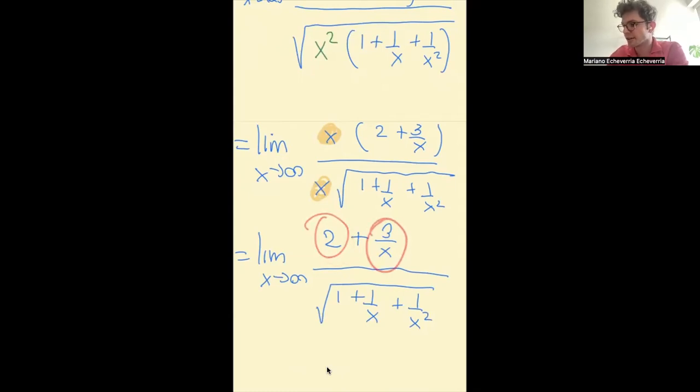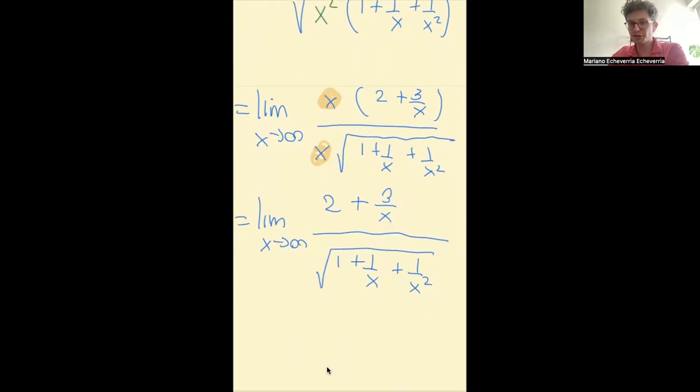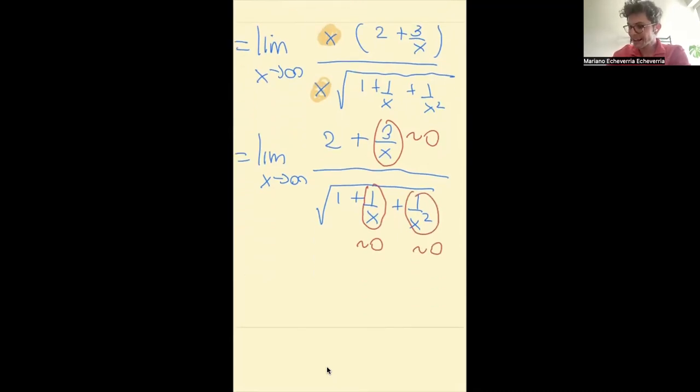But what happens with 3 over x? What happens with this as you make x really, really big? What happens with the entire fraction? It gets really small. So it should go closer to 0, perfect. So this should start becoming like zero, you can put this wiggly thing to say this is behaving like zero. But something like that happens here as well. This is behaving like zero, and this is also behaving like zero. So in the limit, this should actually be 2 over root of 1, which is 2. So we would like to say that the limit as x approaches infinity of this expression is 2. Is that making sense?